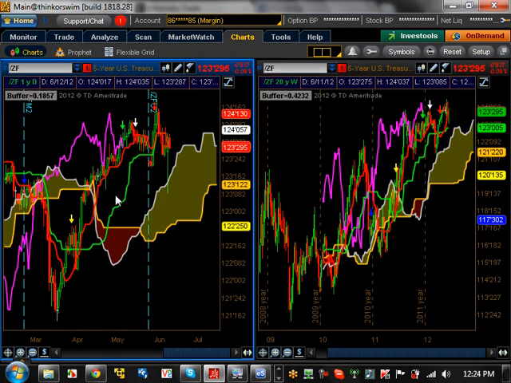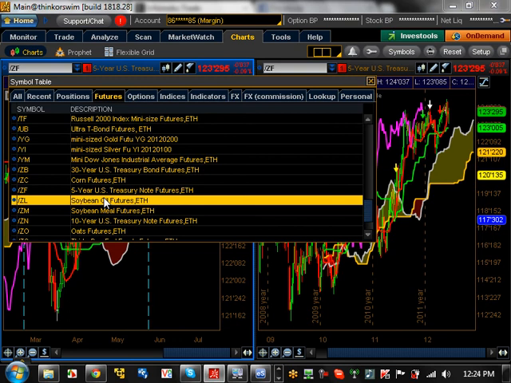5-year Treasury notes. Bullish trending. Well, you can't really say this is bullish trending. It was bullish trending, but kind of consolidating at the top, and so really nothing going on there right now.